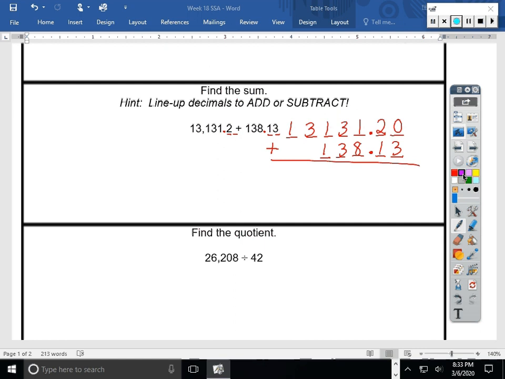All right, let's go ahead and do some addition. I start here in the smallest place value at the right, so I have 0 hundredths plus 3 hundredths leaves me with 3 hundredths.